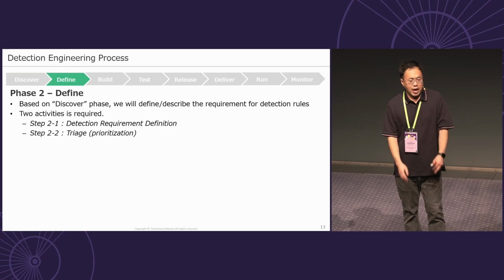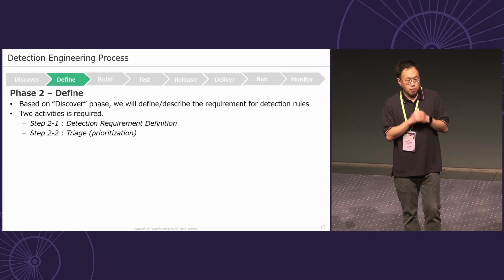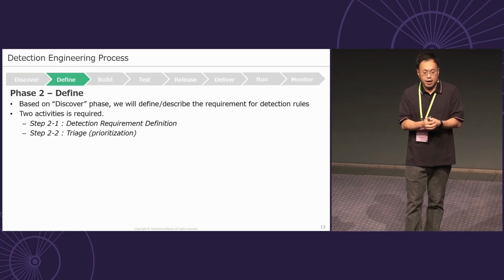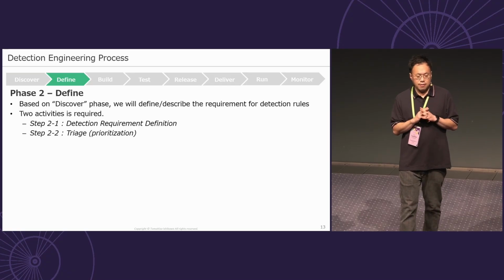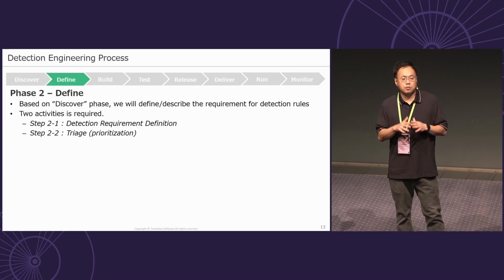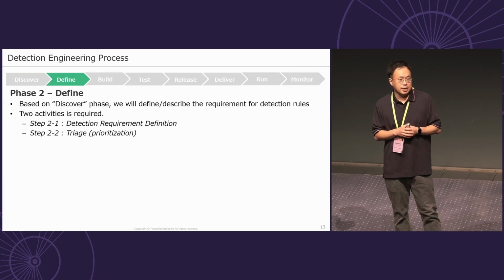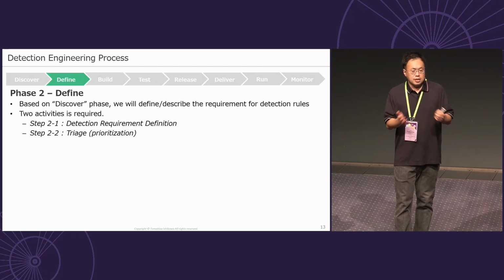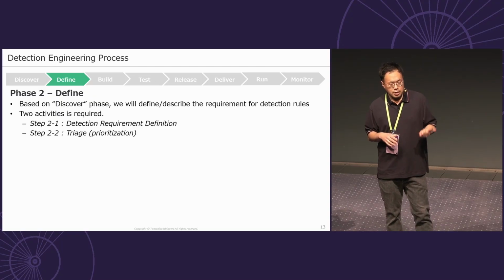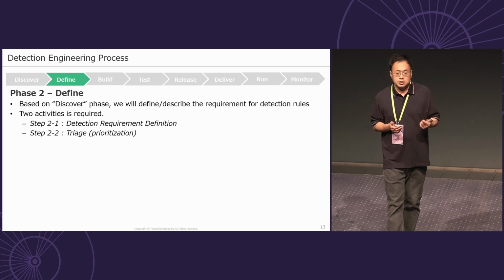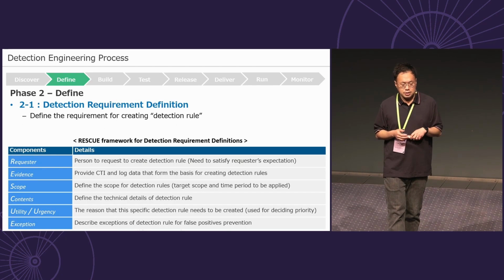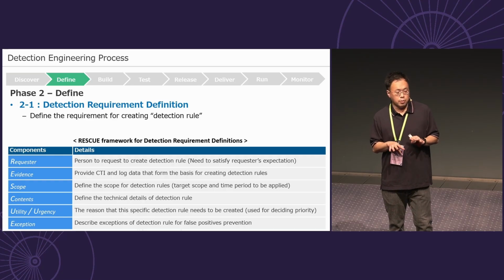And next, by understanding the needs, what we try to do is the define phase. In the define phase, we try to describe the requirements of the detection rule, basically requirement definition. There are 2 activities: detection requirement definition, and second, triage or prioritization. Let's look at them one by one.